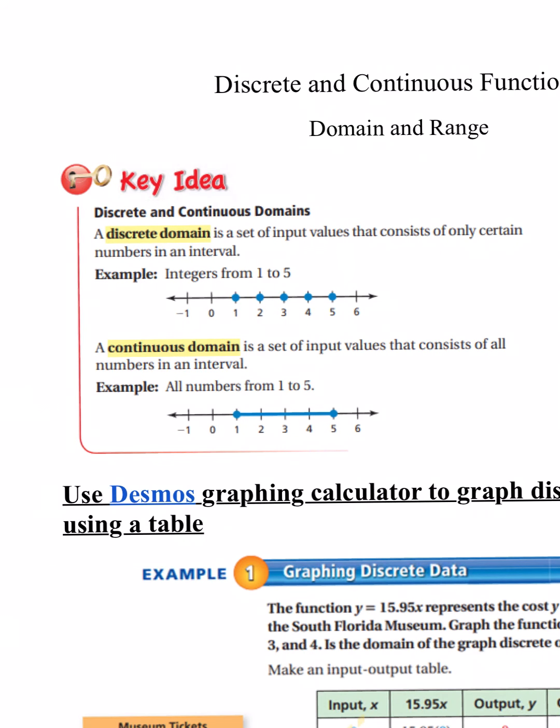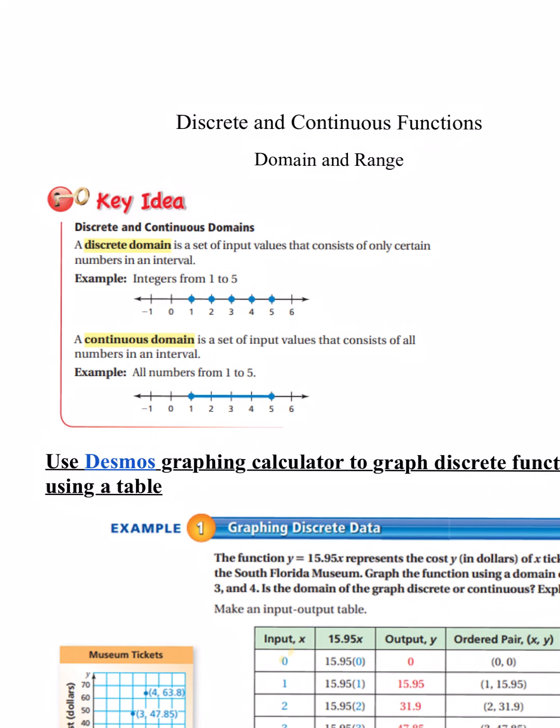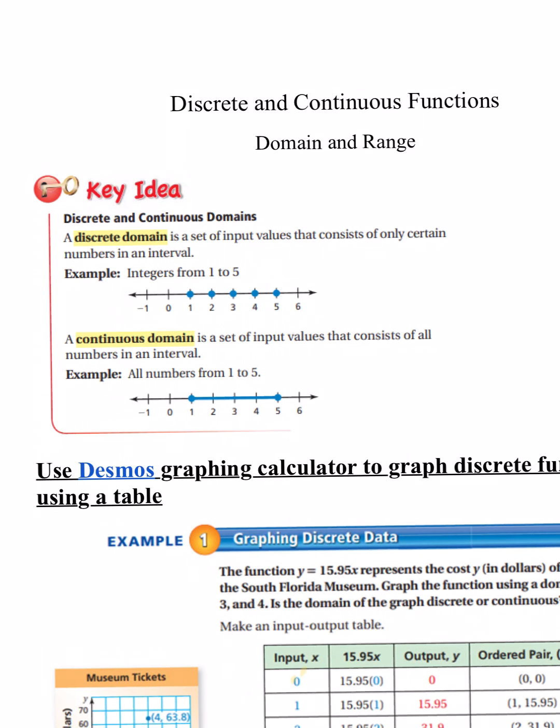The thing I want to talk about today is discrete domain and continuous domain of discrete and continuous functions. Right here, we're looking at two graphs of two different domains. The first one is a discrete domain of a discrete function. A discrete domain does not connect, so they're just points on a graph.